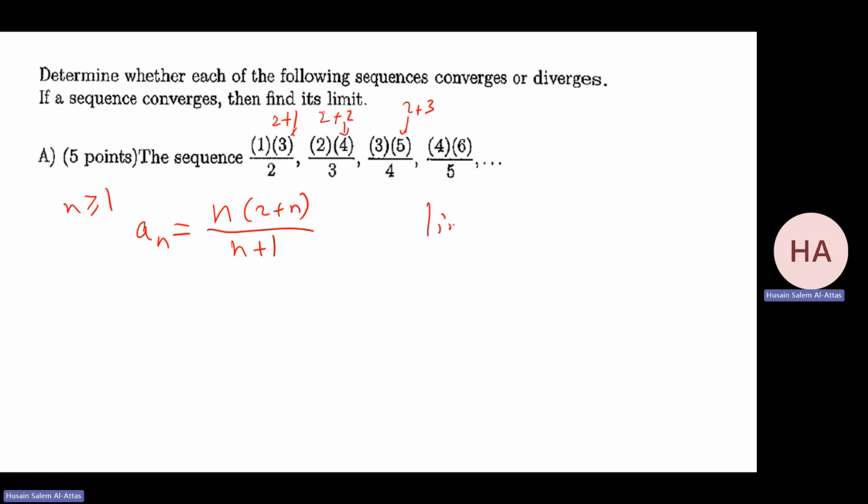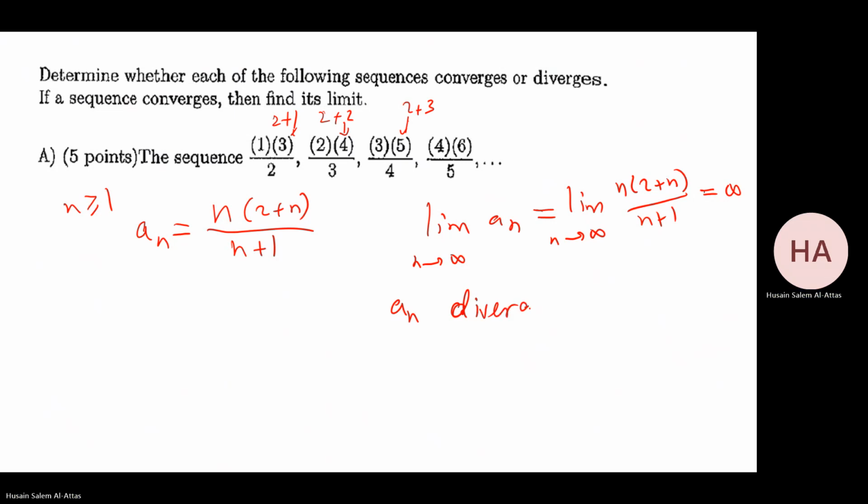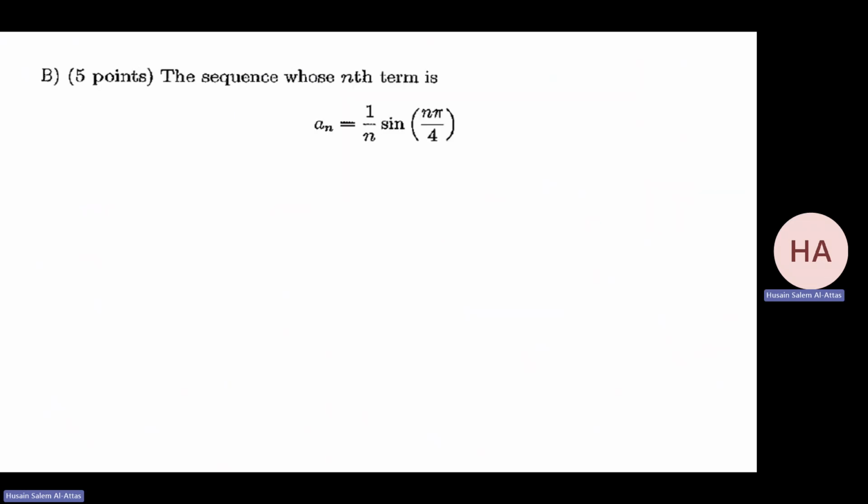So now I need to find the limit of a_n as n goes to infinity, which will be the limit as n goes to infinity of n times (2 plus n) over n plus 1. The degree of the numerator is greater than the degree of the denominator, so this will be infinity. So the sequence diverges.